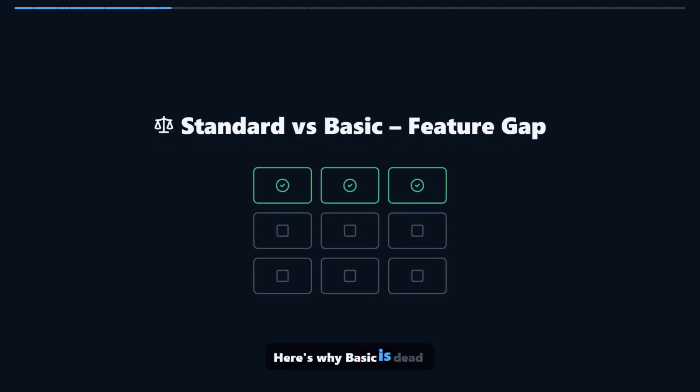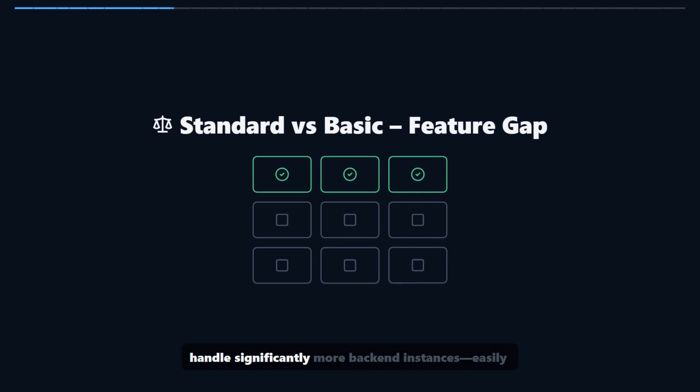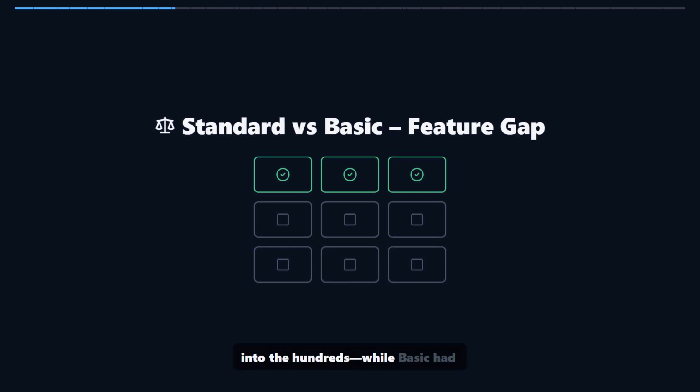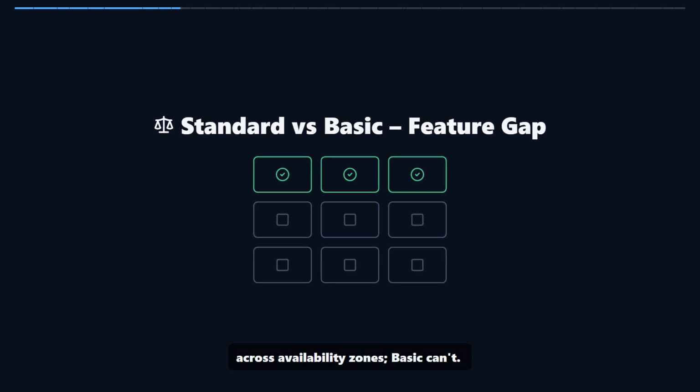Here's why Basic is dead to us. Standard scales to handle significantly more backend instances, easily into the hundreds, while Basic had a drastically smaller footprint and no SLA. Standard offers zone redundancy across availability zones. Basic can't. High availability ports for network virtual appliances, NVAs, Standard only.